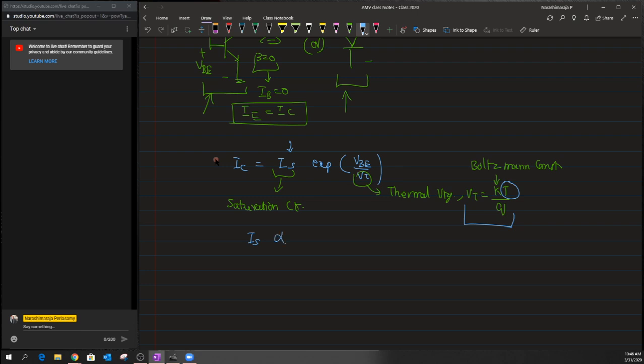One could quickly write that IS, the saturation current, is directly proportional to the mobility of the minority carrier, and the factor K, the Boltzmann constant, times the temperature, with Ni squared. Here mu is the mobility of the minority carrier, and Ni is the intrinsic minority carrier concentration.